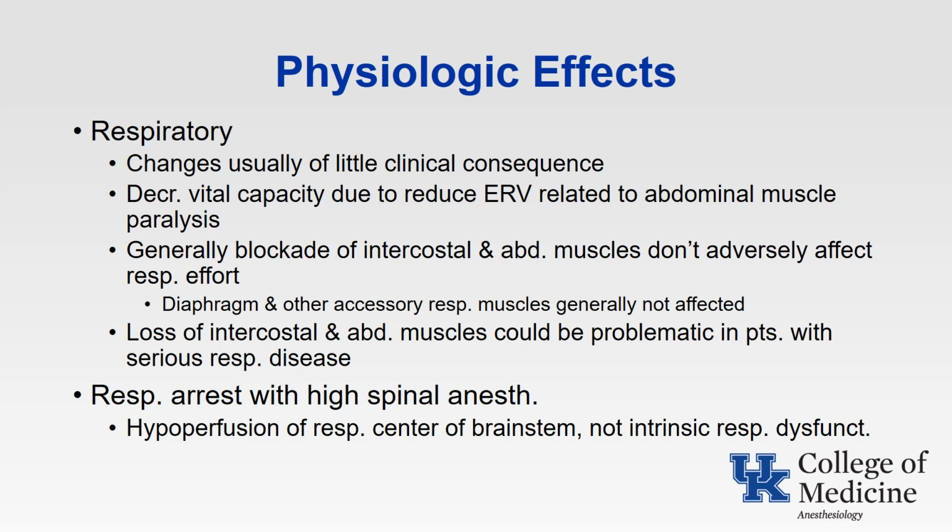Now, you may have heard that when someone gets a higher total spinal, you actually see a respiratory arrest. One thing to understand about the physiology of a respiratory arrest associated with a high spinal is that that respiratory arrest does not result from intrinsic respiratory dysfunction. Instead, it results from hypoperfusion of the respiratory center of the brainstem. That is the etiology of the respiratory arrest that you will see with a high or total spinal anesthetic.